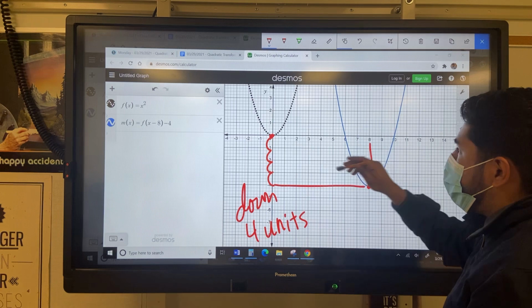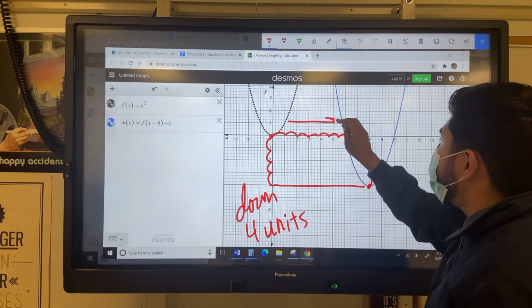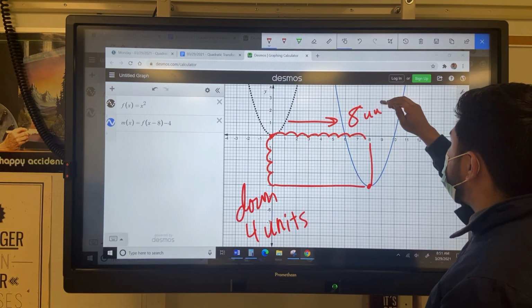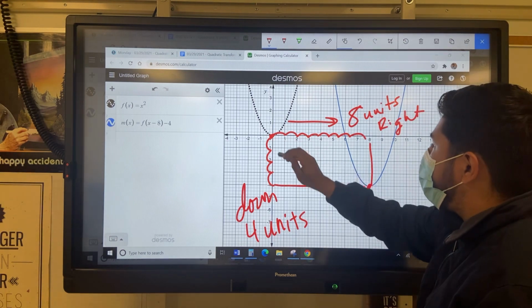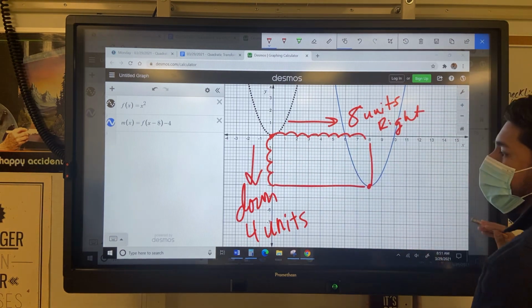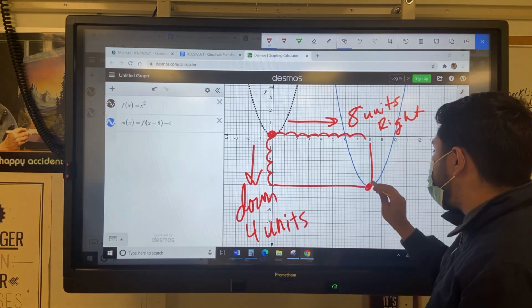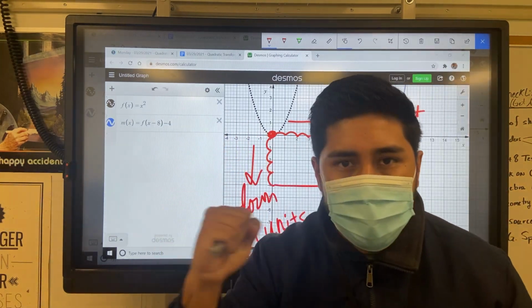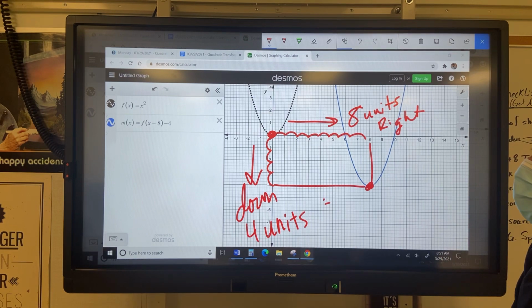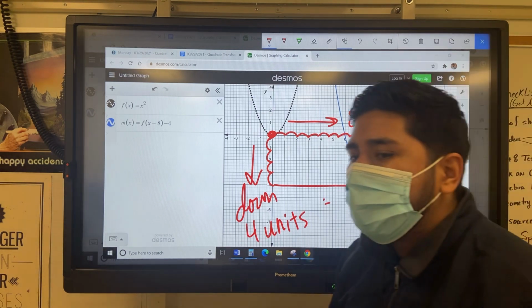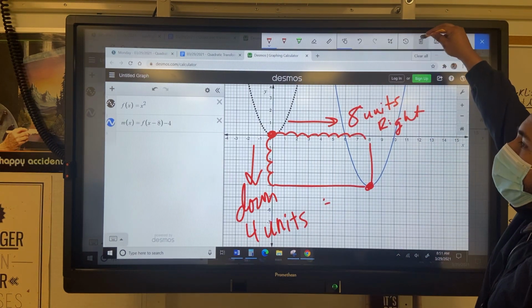And then it went this way: 1, 2, 3, 4, 5, 6, 7, 8. This went 8 units to the right. Pretty interesting. So it went down 4 and then 8 to the right. Make sure you make note of that. We're talking about the vertex, playing with that vertex and moving it around. This is a good problem. Pause it if you need to and catch up. I know I'm going a little fast, but I need to make sure the videos are not that long. Let's keep going.